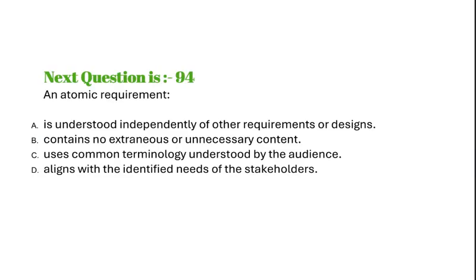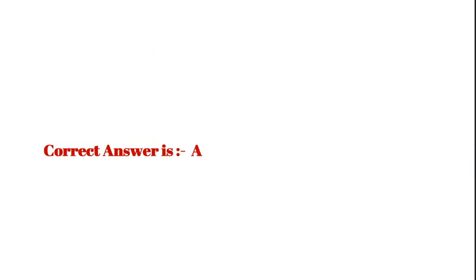Question is, an atomic requirement. Option A is understood independently of other requirements or designs. Option B contains no extraneous or unnecessary content. Option C uses common terminology understood by the audience. Option D aligns with the identified needs of the stakeholders. Correct answer is option A.